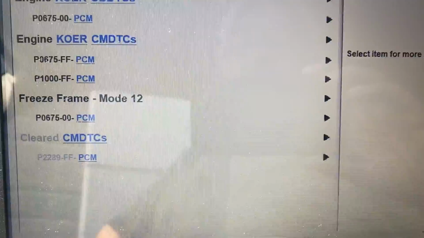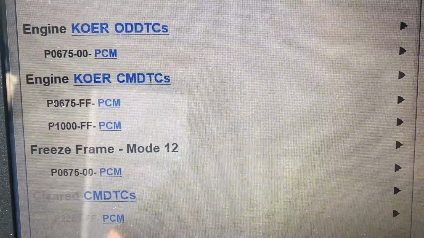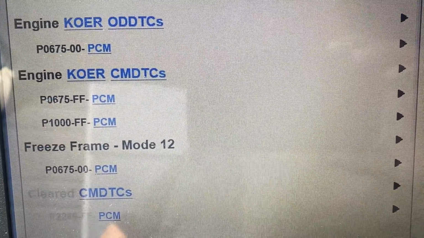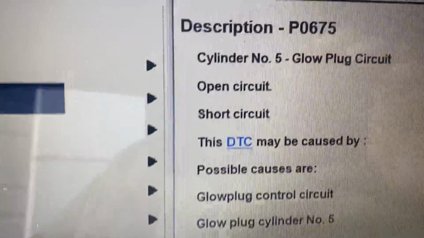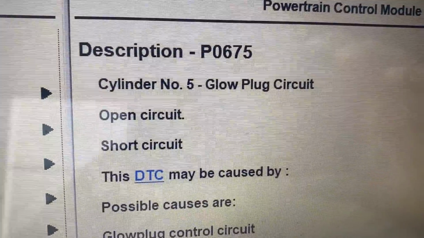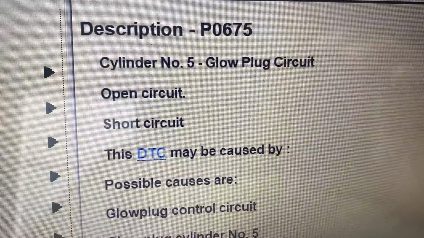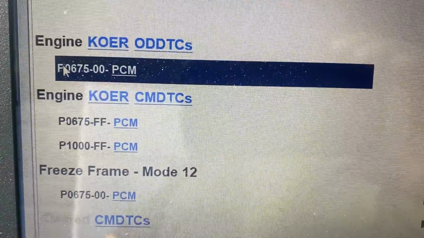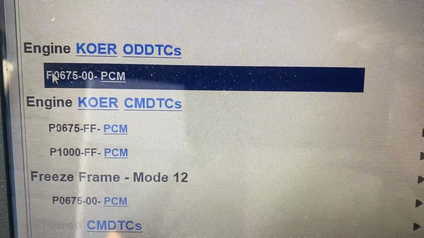So here we can see, oh, we got some Sunday surprises here. Here's the result, P0675. So let's take a look at this. P0675. See, we got an issue. We got a glow plug, so therefore we got a glow plug circuit. That's a new one that just popped up. So we definitely got a problem with a glow plug circuit there.